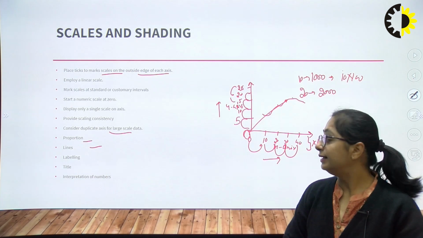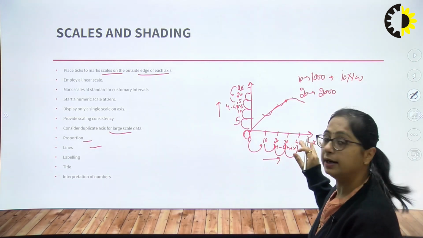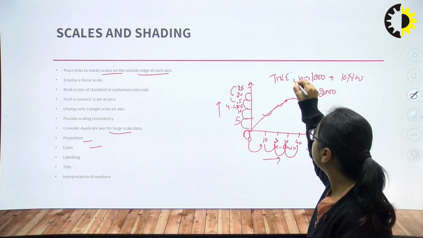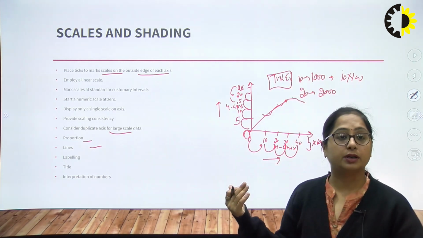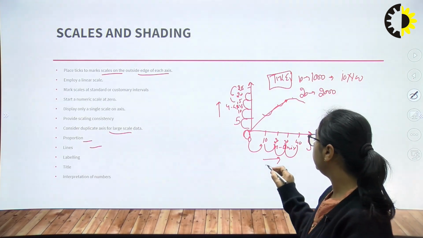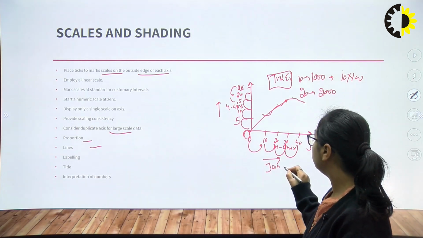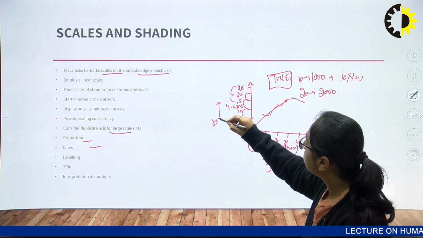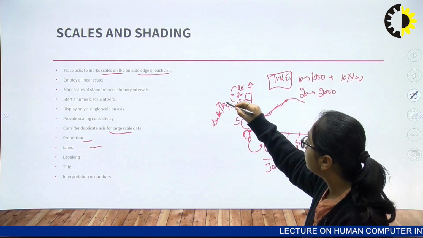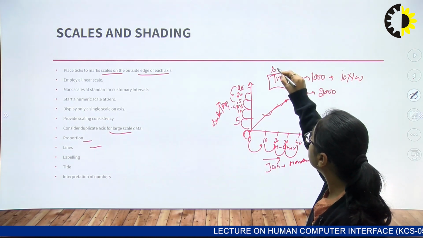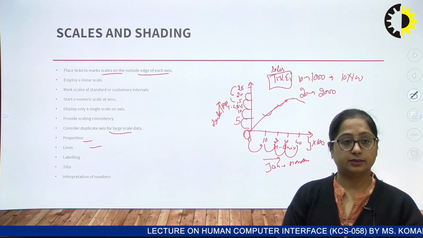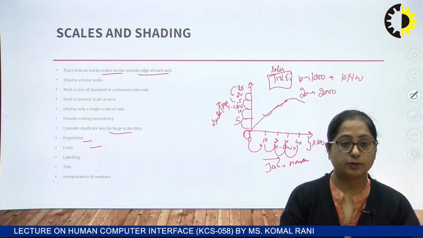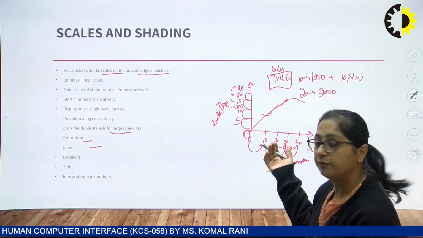Okay, and the title: the whole graph must have some title. That means what the whole graph represents. Okay, suppose here we have taken the months, and here we represent the sales per month. Okay, the title of this graph is Sales. That means this graph represents the sales value in different months.